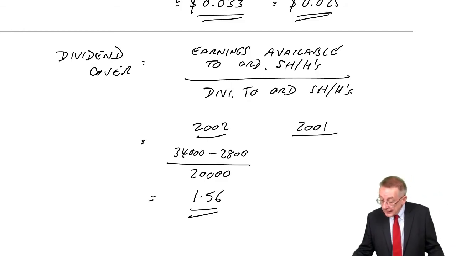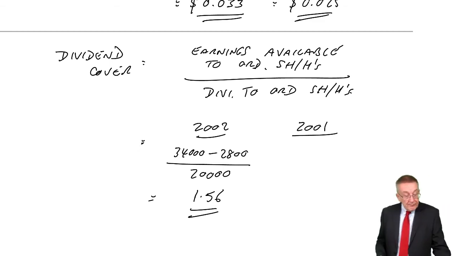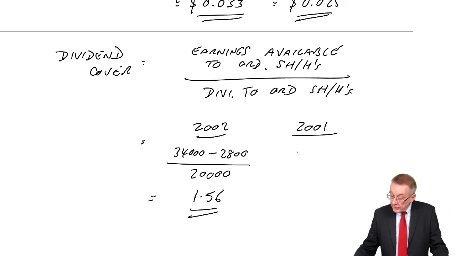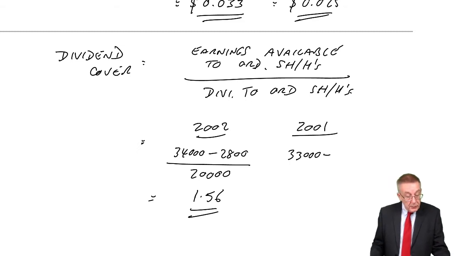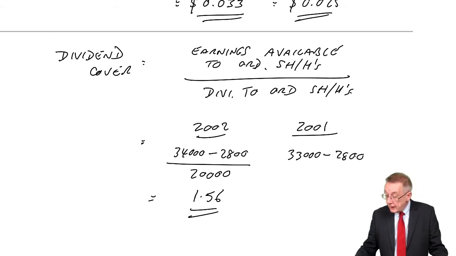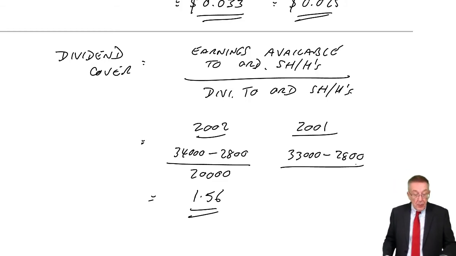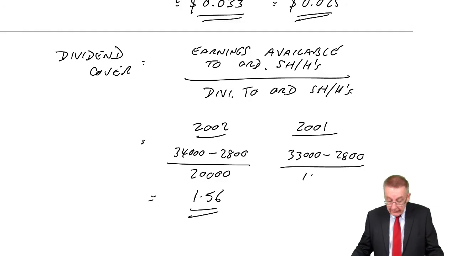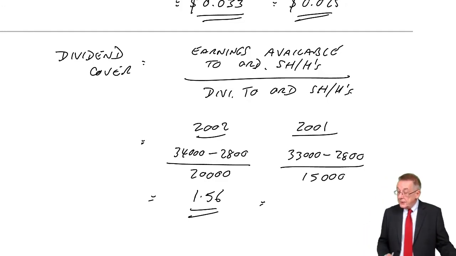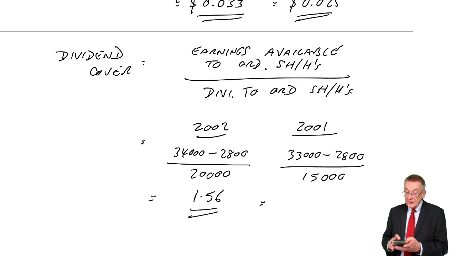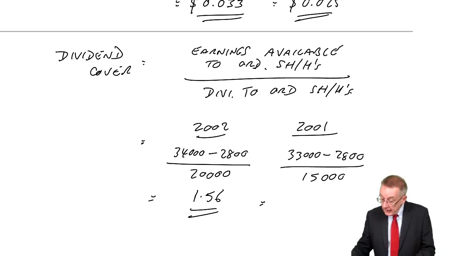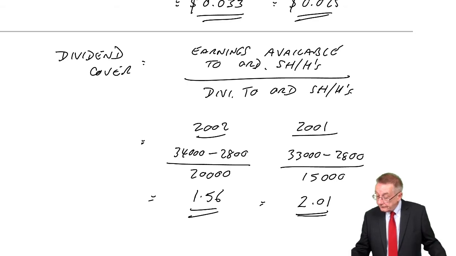Whereas in 2001, the profits after tax were 33,000. Out of that, 2,800 would have to go to preference. So again, only the balance is available for ordinary shareholders. The dividend to ordinary 15,000. So the dividend cover, the amount available, 30,200, divided by 15,000 was 2.01.